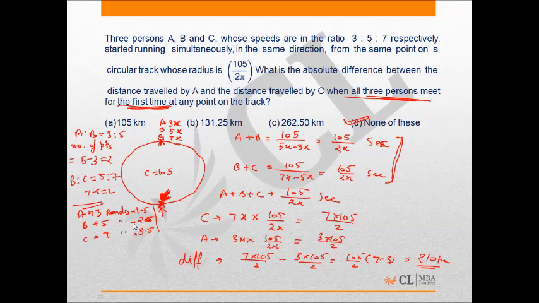So this is the number of rounds traveled by A, B, and C for the first meeting. So I can clearly see here that the difference of distances traveled by A and C is nothing but 3.5 minus 1.5, that is 2 rounds. And 2 rounds is nothing but 2 into 105, that is 210 meters.